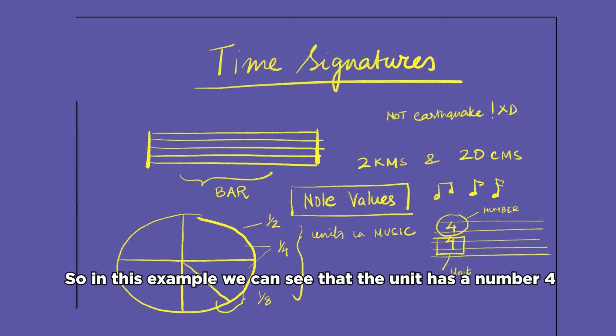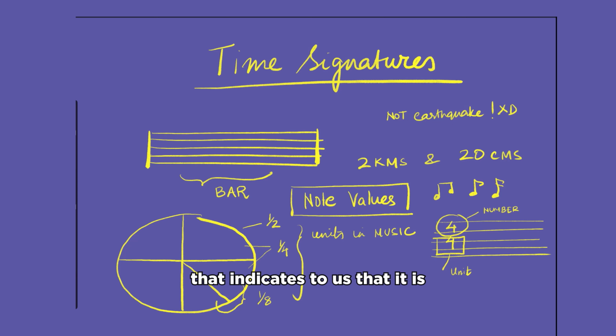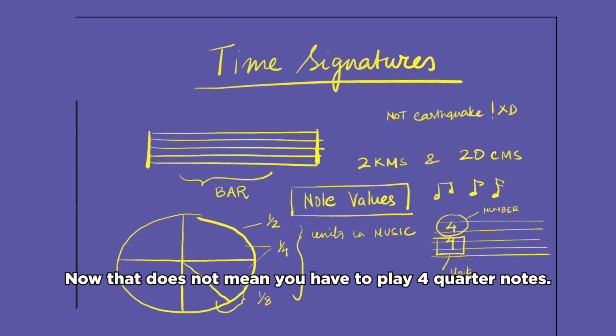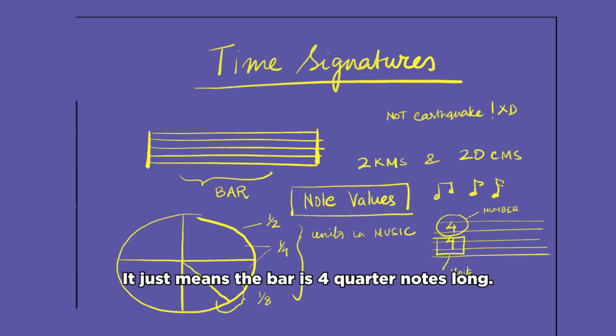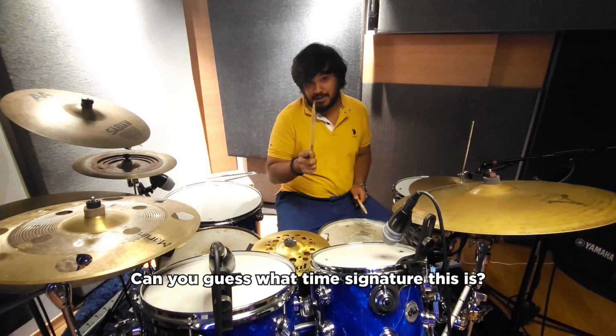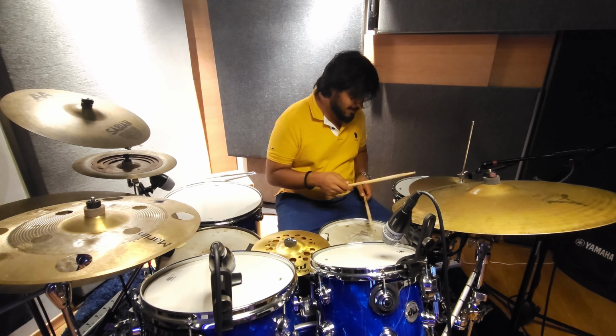So in this example, we can see that the unit has a number 4. That indicates to us that it is quarter notes, and that is the unit. So simply put, a bar of 4/4 can fit up to 4 quarter notes. Now that does not mean you have to play 4 quarter notes. It just means the bar is 4 quarter notes long. Can you guess what time signature this is?